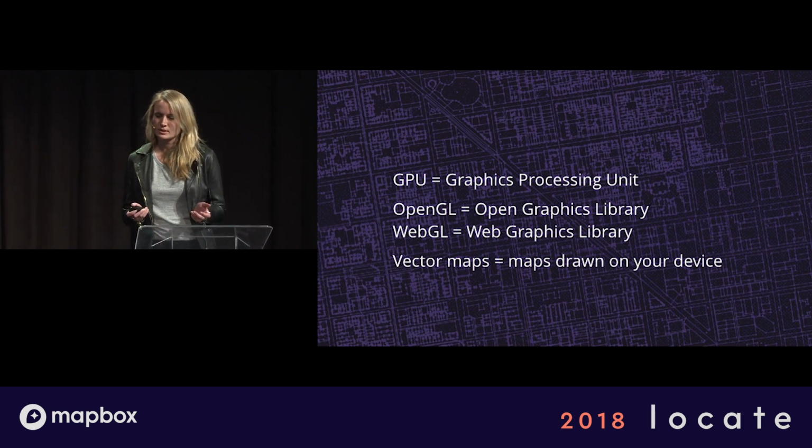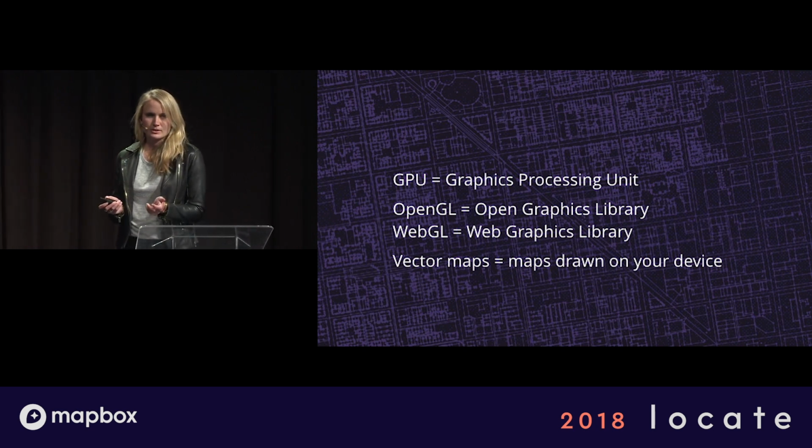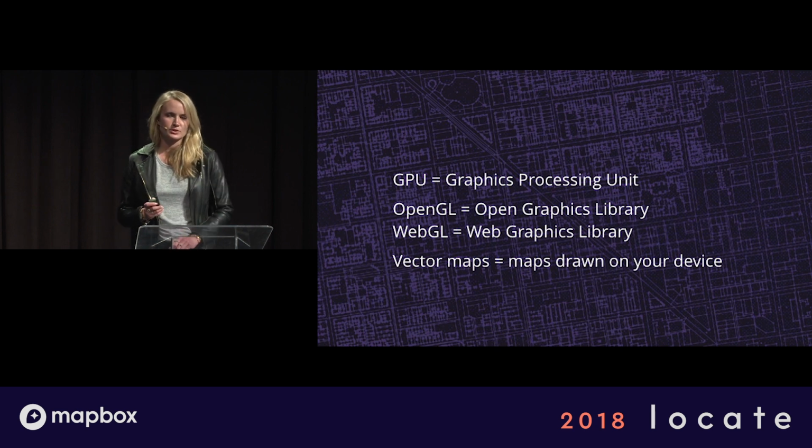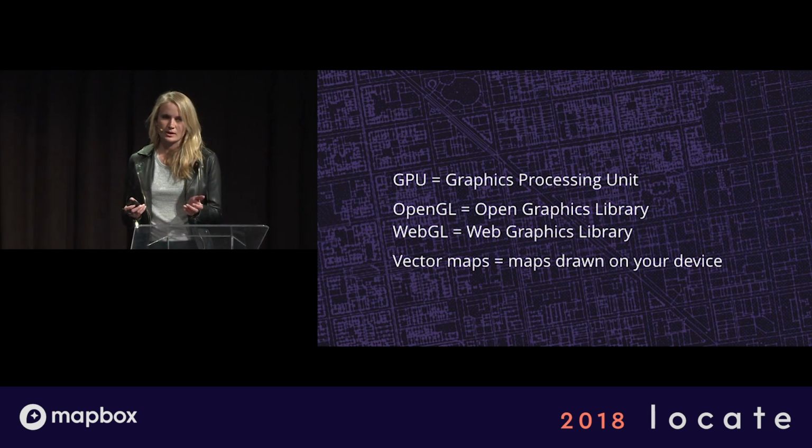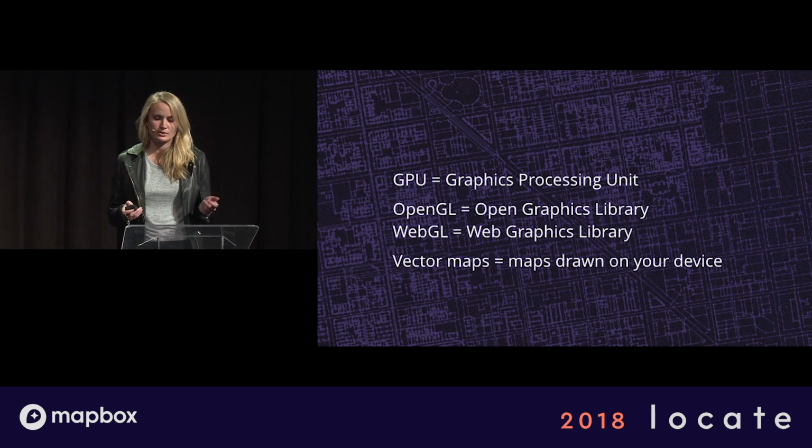So first, some definitions. The GPU is the graphics processing unit of your computer, as opposed to the CPU, the central processing unit, which does most of the heavy lifting. The GPU is less good at huge, complex tasks, but it's really good at doing lots of small things in parallel, for example, computing and shading pixels, so it's great for graphics.